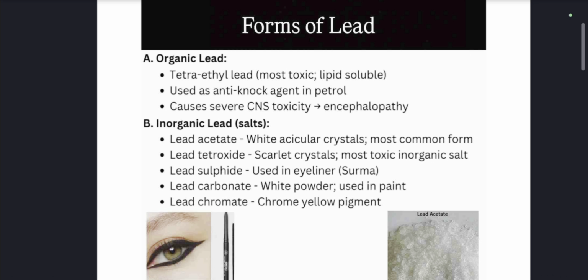And inorganic lead is nothing but salts. Most common salt is lead acetate, which is white acicular crystals. Lead tetroxide has scarlet crystals and is the most toxic inorganic salt. Lead sulfide is used in eyeliner. Lead carbonate is white powder used in paint, and lead chromate is chrome yellow pigment.